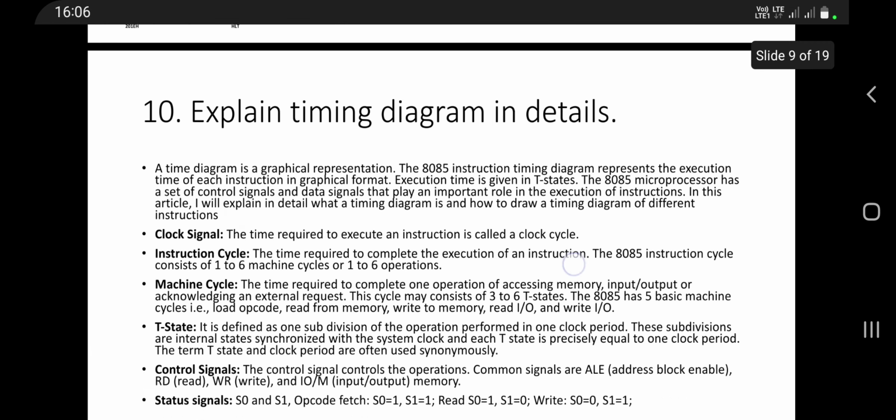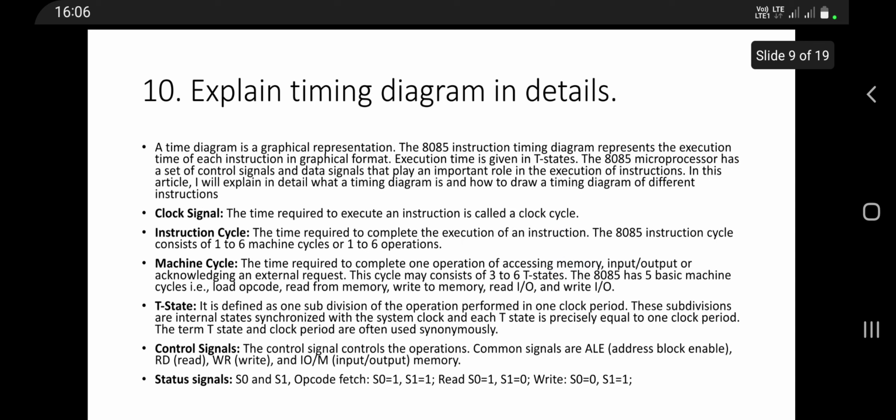I go to the next question, and this is a very fundamental question. Explain the timing diagram in detail.